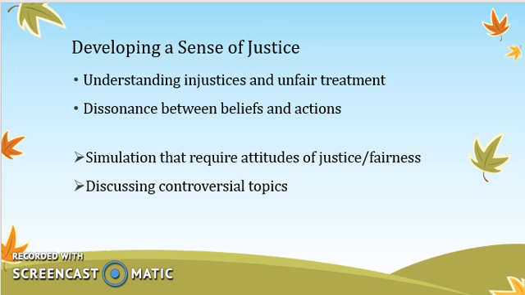So as teachers, what we can do is to have simulations or role plays that require students to show what their sense of justice is, but also be able to act with that. Or teachers could also lead discussions about controversial topics such as race or religion, and by showing real-life examples, the students can discuss and share their opinions about it.